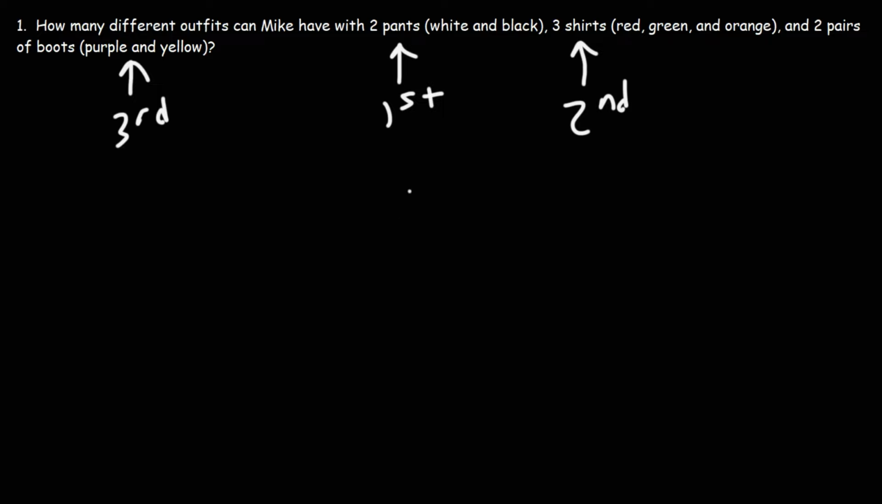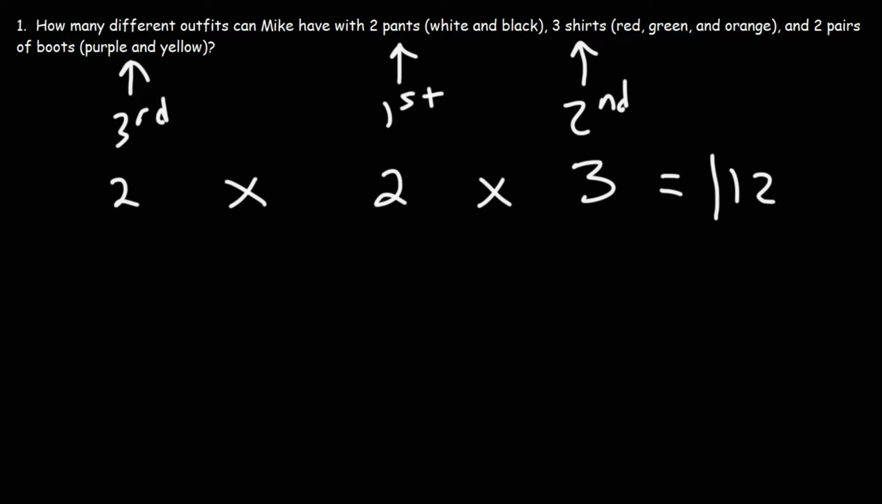So in the first event, he has two choices. He has two pants to wear. For the second event, he has three shirts. And for the third event, he has two boots. So if we multiply these numbers, 2 times 2 times 3, we're going to get 12 possible outfits that he can wear. And that's the answer.